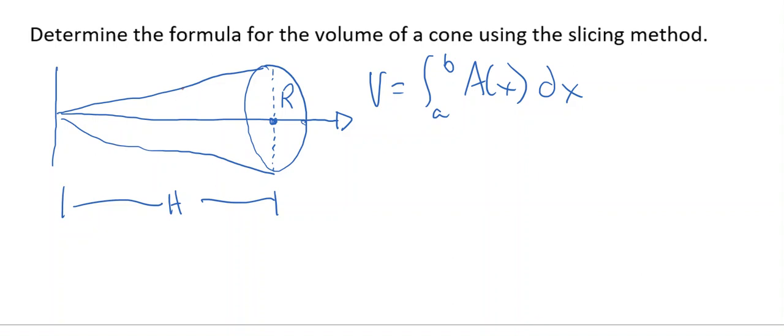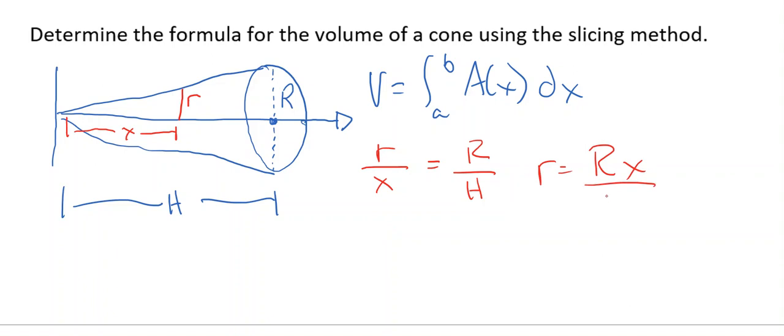I am going to make an arbitrary radius right here, small r, and this distance from here to there will be x. We can then say that little r is to x as capital R is to capital H. So using the proportionality there, similar triangles, solving this for little r, we have r is equal to capital R x over h.